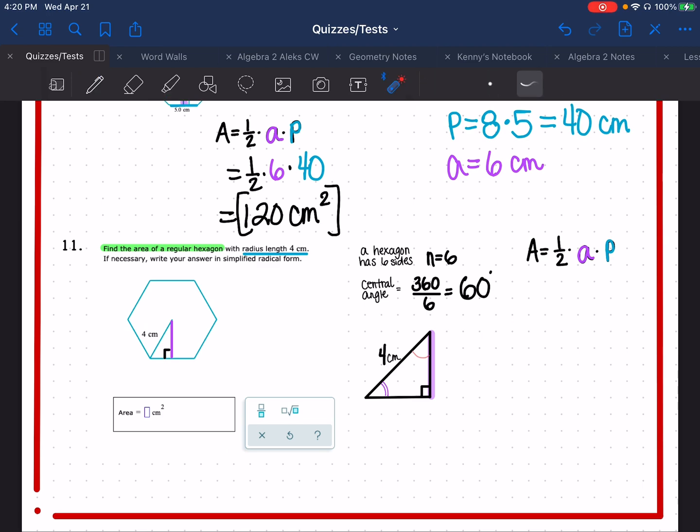All right, so if this angle is 60 degrees, when I go ahead and make the right triangle, this angle is half of 60, which makes it 30 degrees. So this angle is 30 degrees. Since I have a 30 and a 90, I know that this angle here has to be 60 degrees because 30 plus 60 plus 90 is 180.